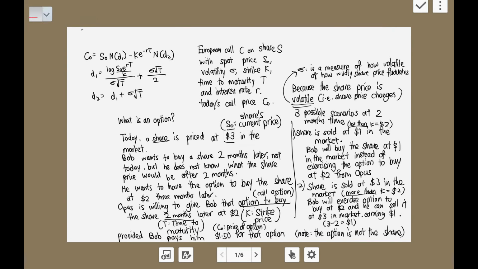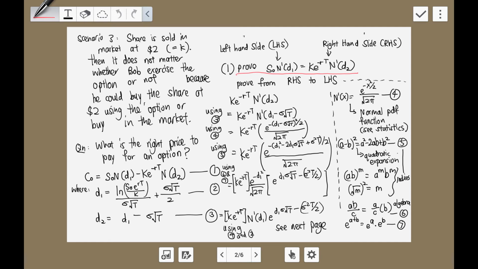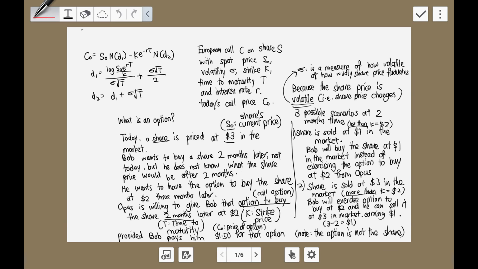Okay, this lecture came about because I was trying to help my student with answering a tutorial from a university financial maths course. So in this tutorial, I will explain a few things.